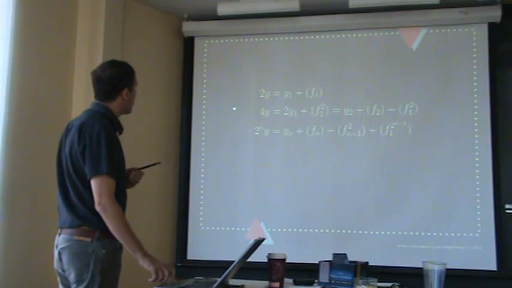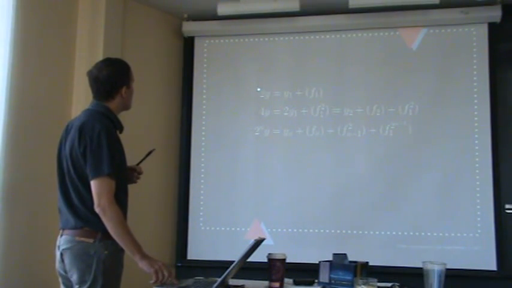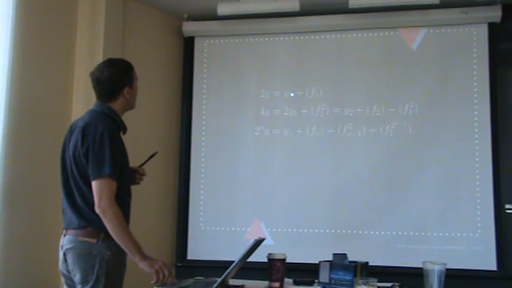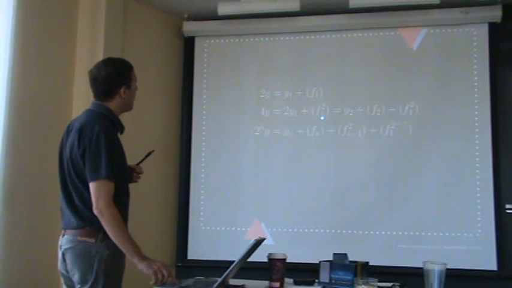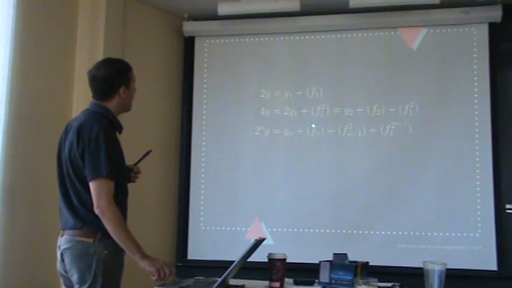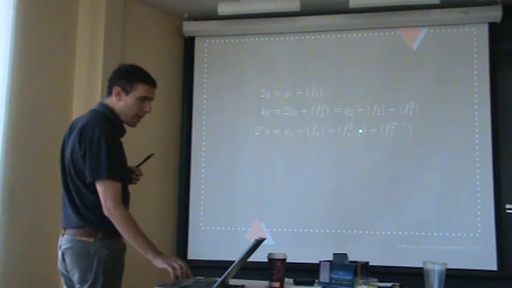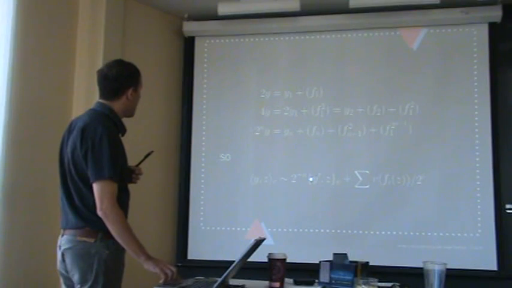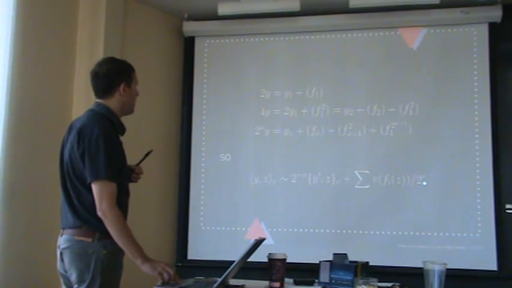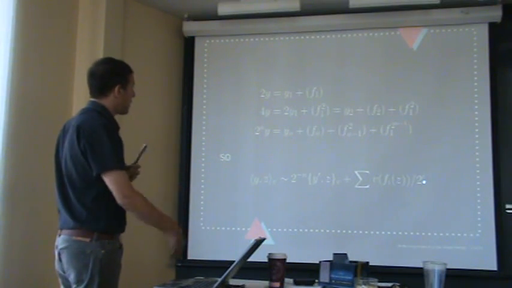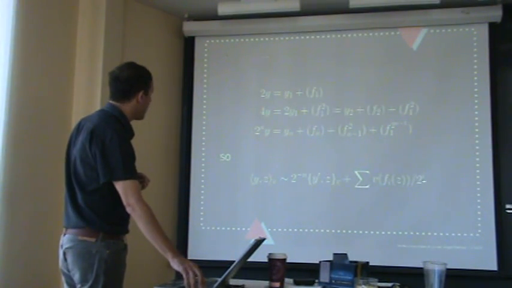Just to show you that this is reasonable to do, observe that if I take 2Y, I can write this as Y1 plus div(f1). If I take 4Y, then it's 2Y1 plus div(f1) squared, and so it's Y2 plus div(f2) plus div(f1) squared. Then 2^n Y I can write in this way. And so basically my approximations become 2^(-n) times the naive intersection plus the sum of the valuations of f_i(Z) over 2^i. So it's quite clear that you can do this in a numerically stable way.